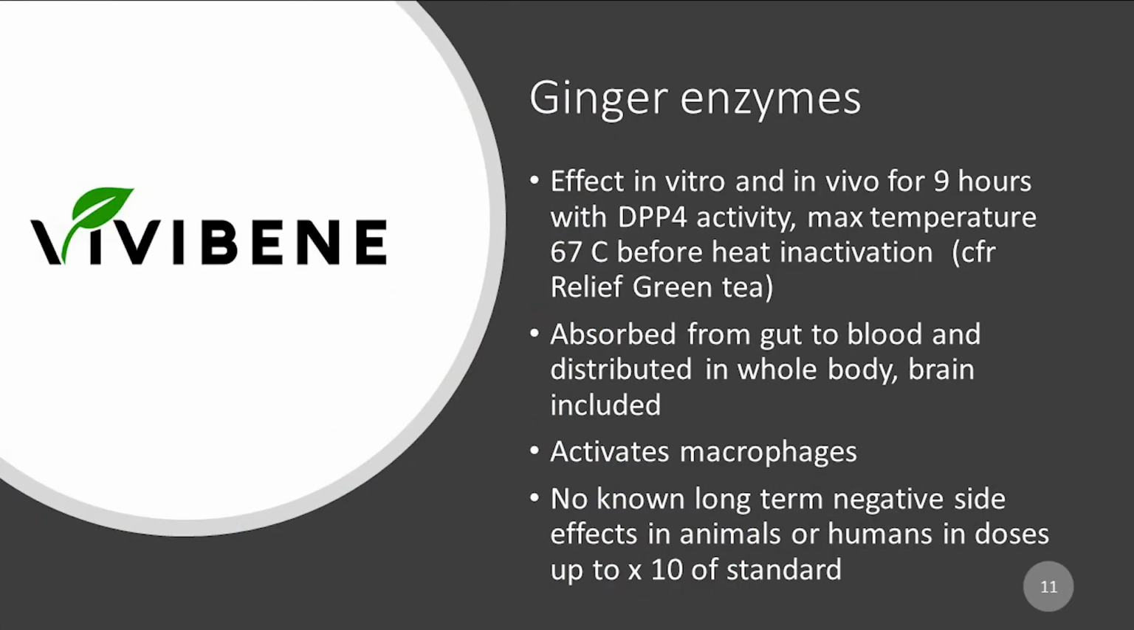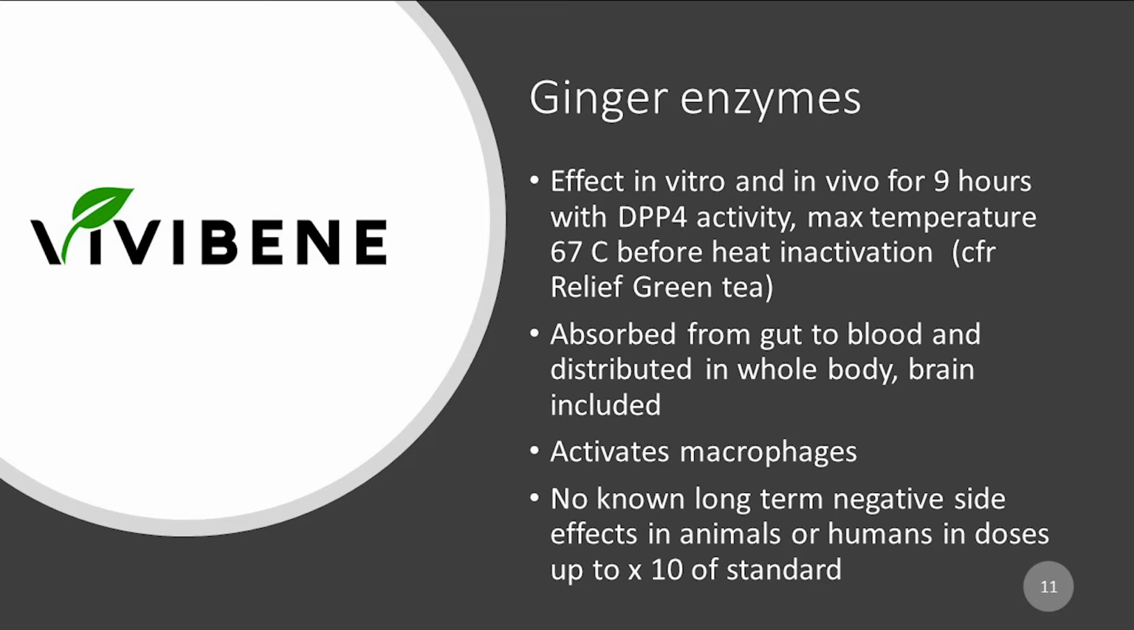He found that enzymes, especially from the gingers, the ginger, the turmeric and the galanga, have an effect in a test set where you see how they break down proteins. These zingibain has DPP4 activity. It has its maximal effect at rather high temperature, up to 67 degrees centigrade. Then it will be inactivated.